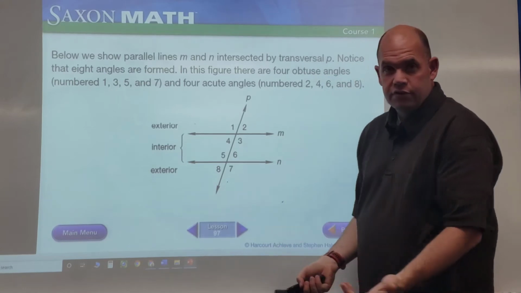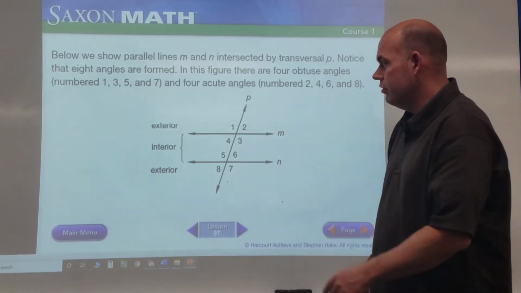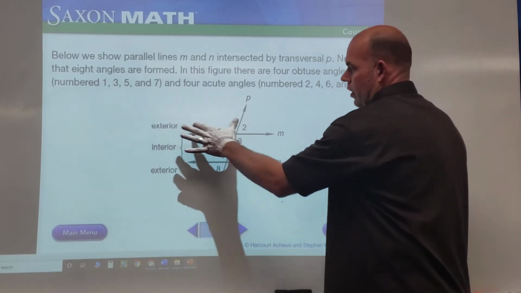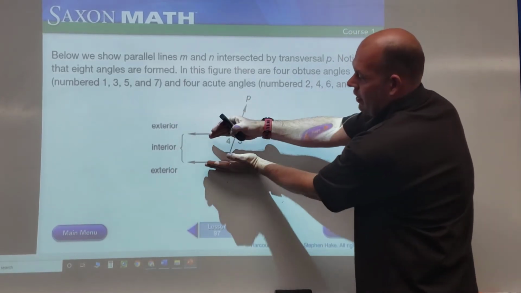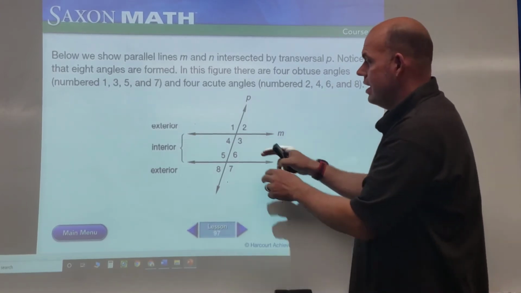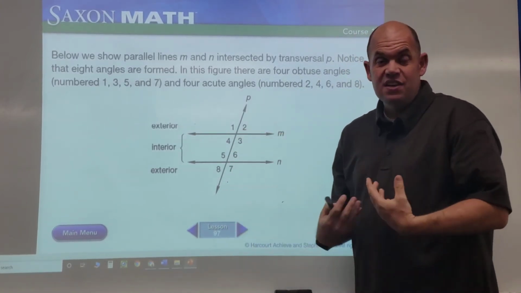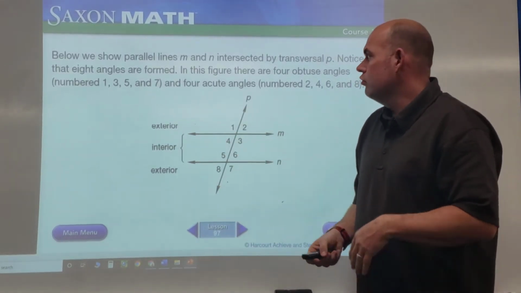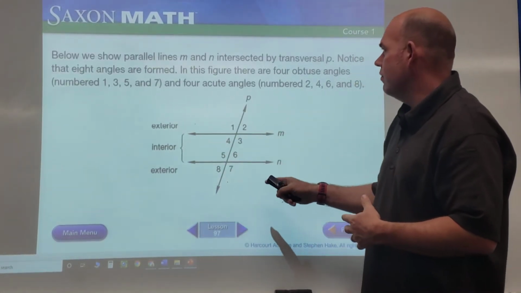If we have a transversal, that's one line intersecting others. So we have all these angles inside. Here we've got our exterior angles. That's the outside of the two lines. The inside of the two lines is the interior. So it makes sense. Exterior is the outside, interior is the inside. So we're going to look at these different kinds of angles.